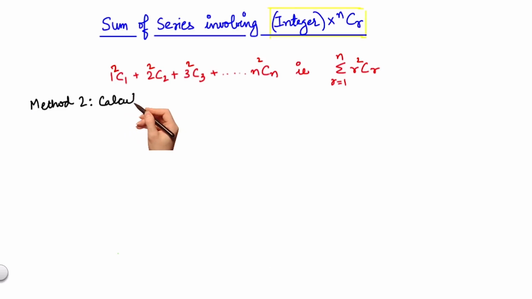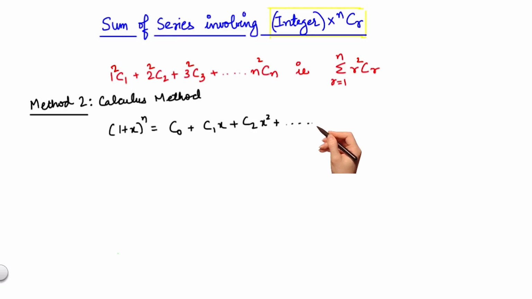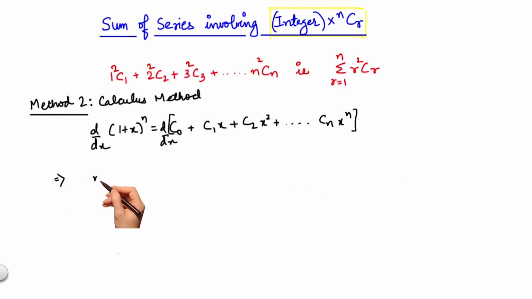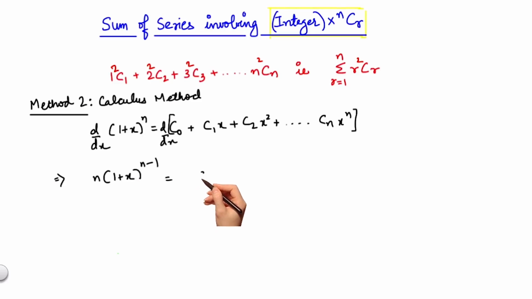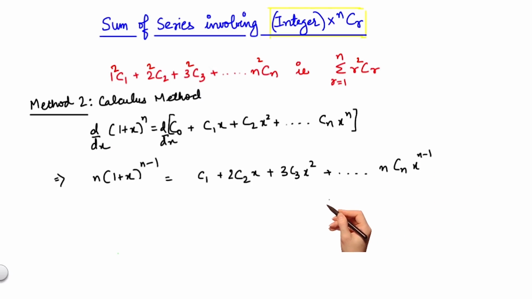Now let's try to solve the same question using the calculus method. We will again start with the expansion of 1 plus x to the power n and then differentiate it once with respect to x. To get n times 1 plus x whole to the power n minus 1 equals c1 plus 2c2x plus 3c3x square until n times cn x to the power n minus 1.